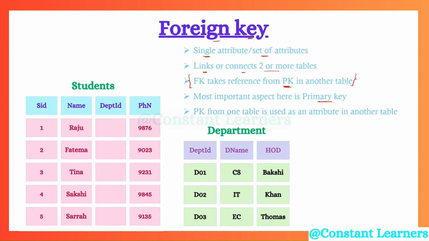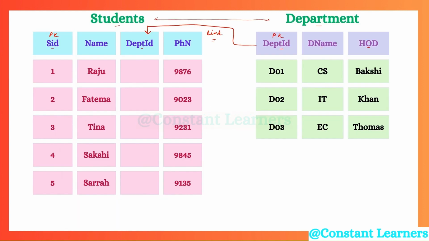Now, we just said that the primary key from one table is used as an attribute in another table, and this is nothing but the foreign key. So now, in the students table, this department ID is the foreign key. Alright, so when the primary key from one table is used as an attribute in another table, we call it the foreign key, right?